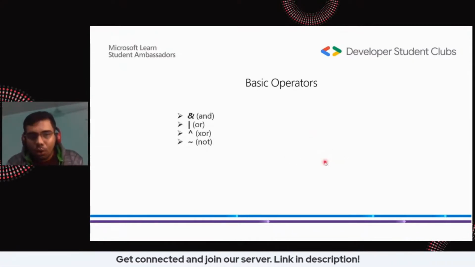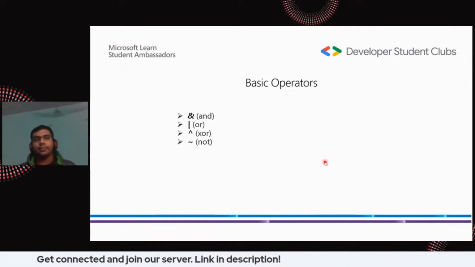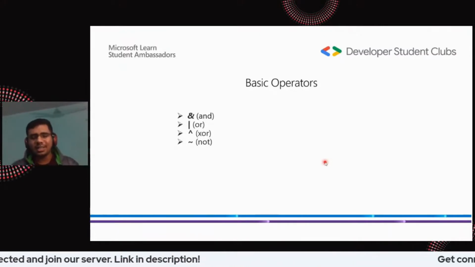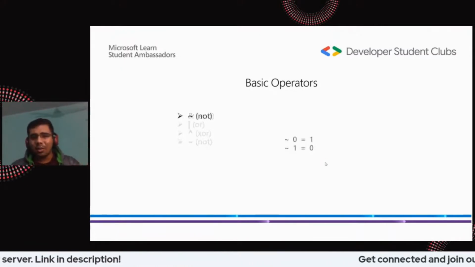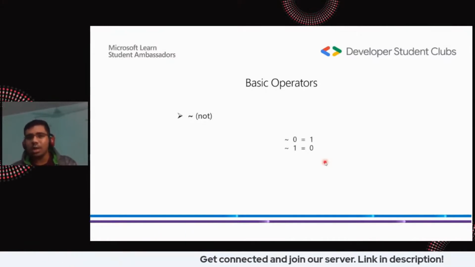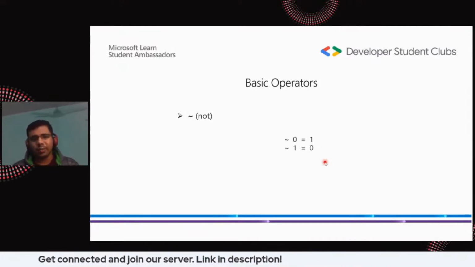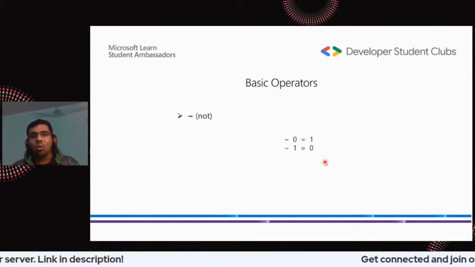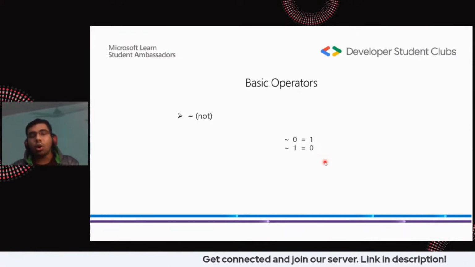Fourth one in the list is NOT. Everyone will say that NOT is nothing but reversing the bit. If we have 0, we'll write 1, but if we have 1, we'll write 0. So that's NOT. But I wondered what would happen to a number when you do a NOT of that number.